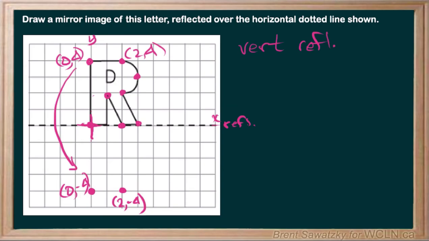Here we have 1, 2, 3, and 3, which of course becomes 3 and minus 3. Okay, and this point here is 1, 2, and 2. So 2 and 2 becomes 2 and minus 2.